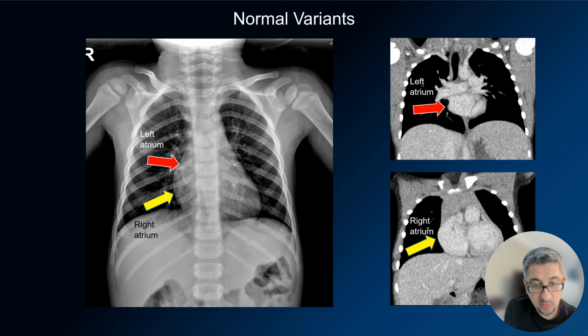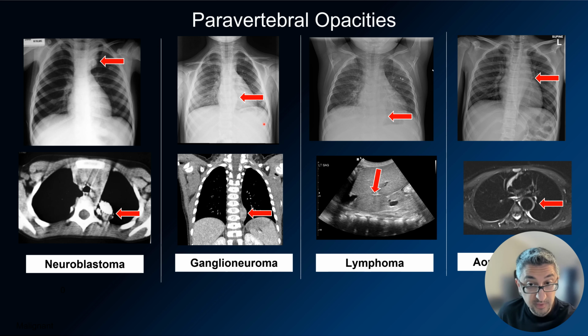And on the lateral view, it's not really possible to see it, likely due to the superimposition with the spine and the liver. There are other causes of paravertebral opacities. Just to give you examples here, neuroblastoma with calcification, left paravertebral confirmation with CT, left paravertebral opacity, ganglioneuroma in the same spectrum. And another opacity here turns out to be lymphoma as confirmed by an ultrasound study. And this one is involving a longer segment and turns out to be aortic aneurysm detected by X-ray initially.